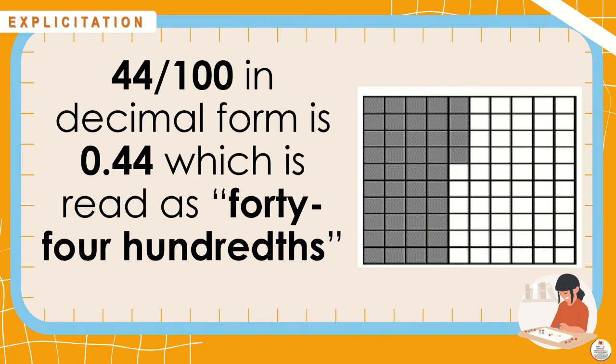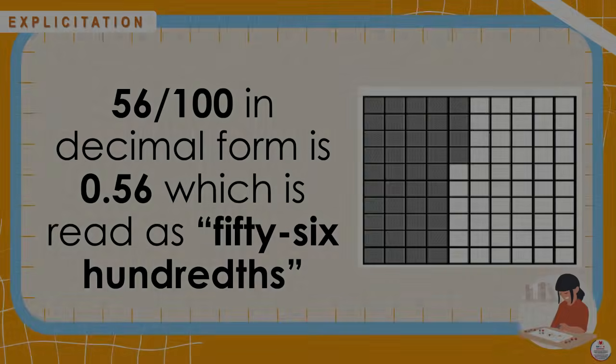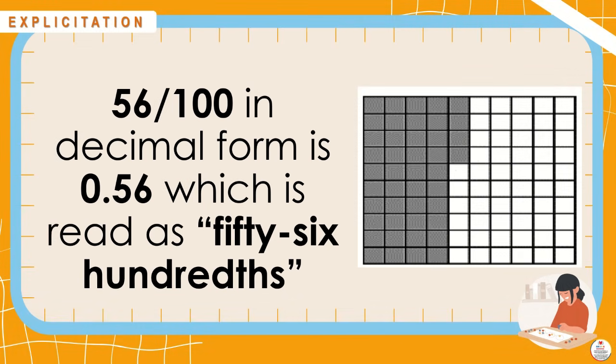44/100ths in decimal form is 0.44, which is read as 44 hundredths. 56/100ths in decimal form is 0.56, which is read as 56 hundredths.